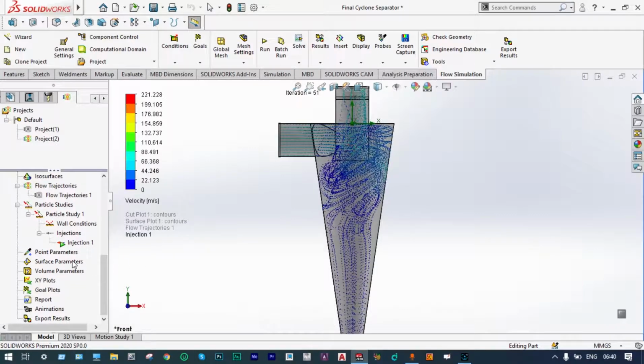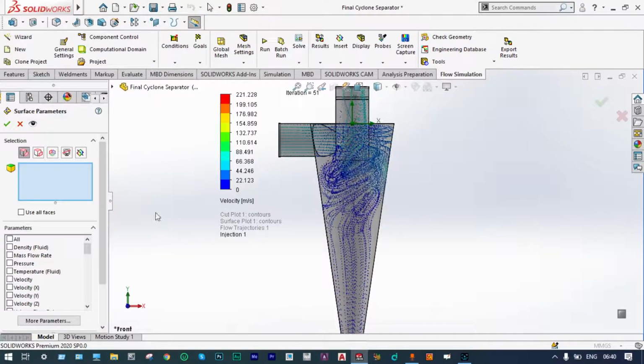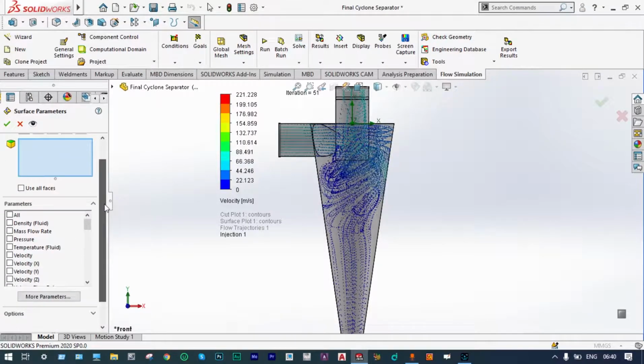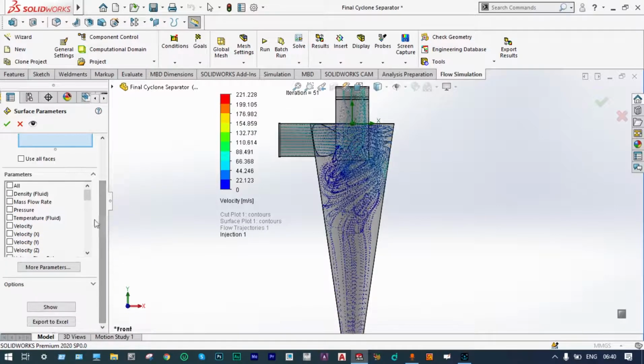Next to that, we want to move on to surface parameters. Insert surface parameters, and we can find out all the parameters like density, mass flow rate, pressure, etc. at any location. In our task at this moment, we want to find out the number of particles accumulated at the bottommost location. So we can select the number of particles from here. Even mass accumulation rate, erosion number, total number of accumulations, etc. We can find out all these parameters, right?